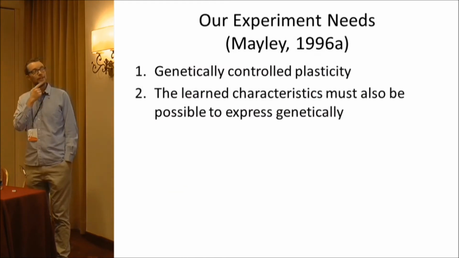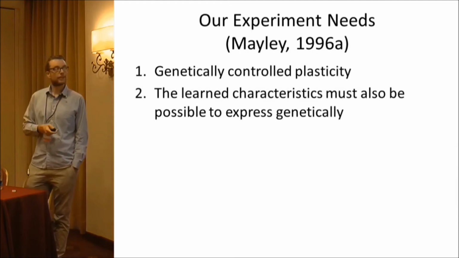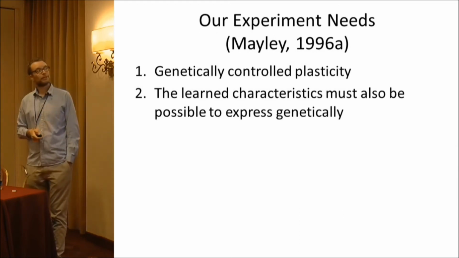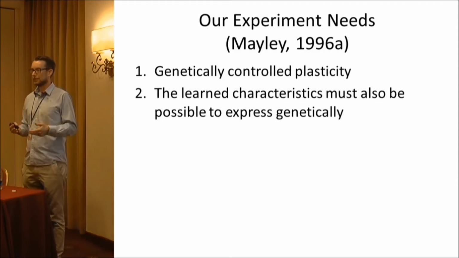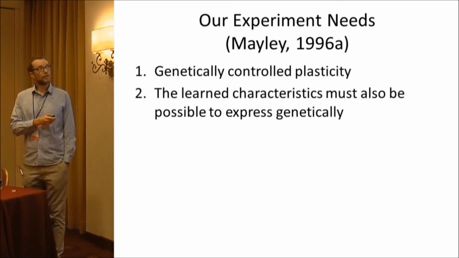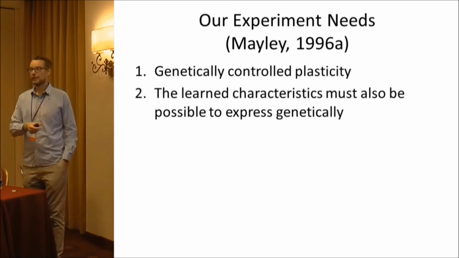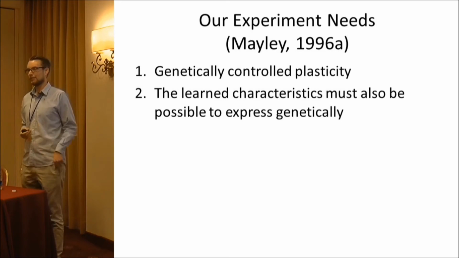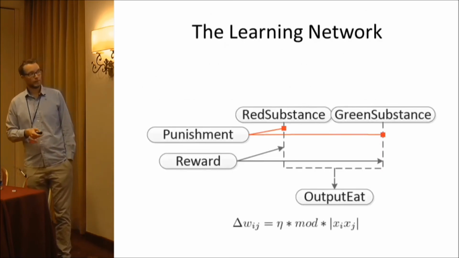So Giles Mayley in 1996, discussing experiments on genetic assimilation, said that we need two things in our experiment. We need, first of all, genetically controlled plasticity, because the evolution should be able to remove plasticity and encode things in the genotype instead. And we need learned characteristics to be possible to express genetically, because that's what happens in genetic assimilation. At first we have something that's plastic, they're encoded into the genotype, and we can express them genetically. So I set up as simple an agent model as I could with these two properties. And it looks something like this.